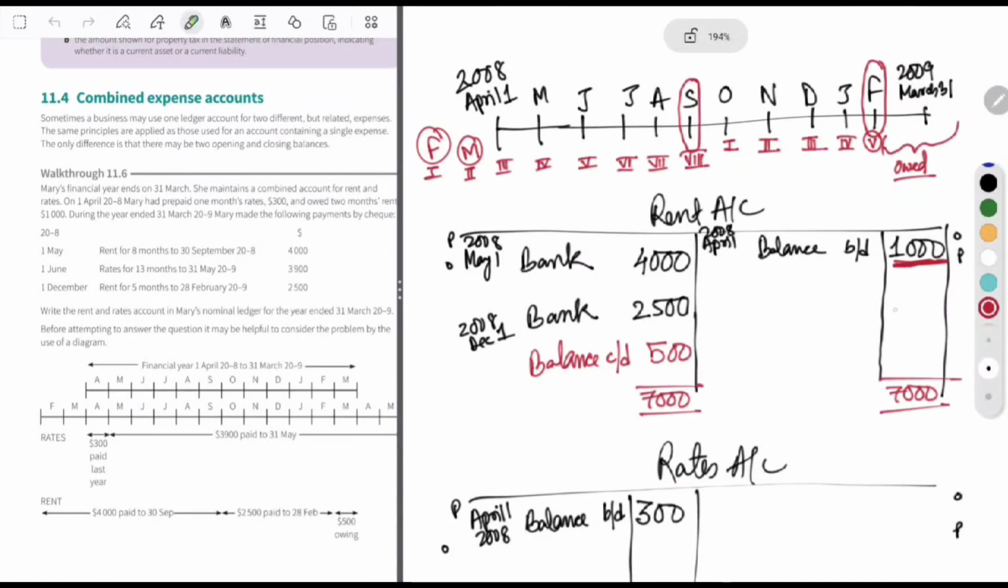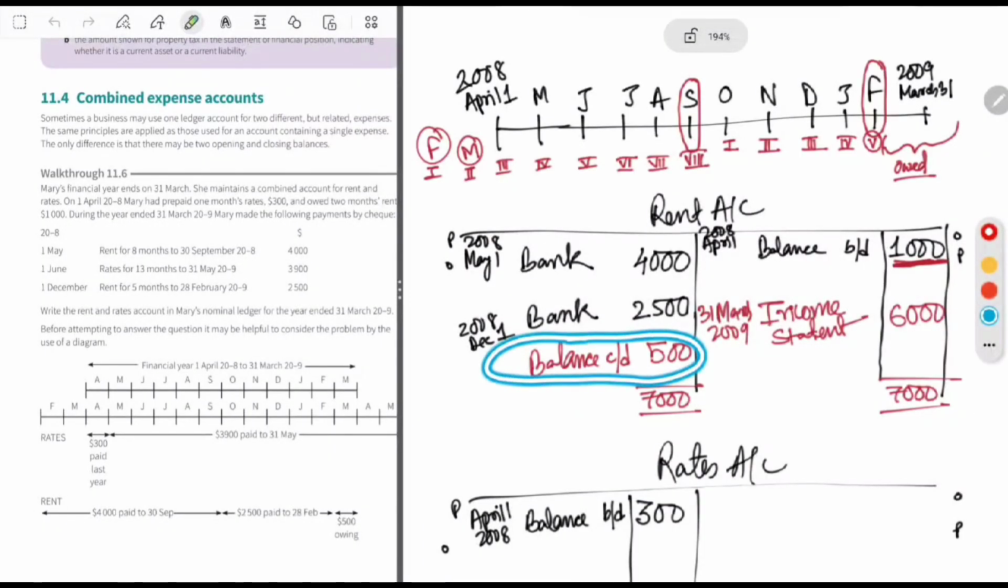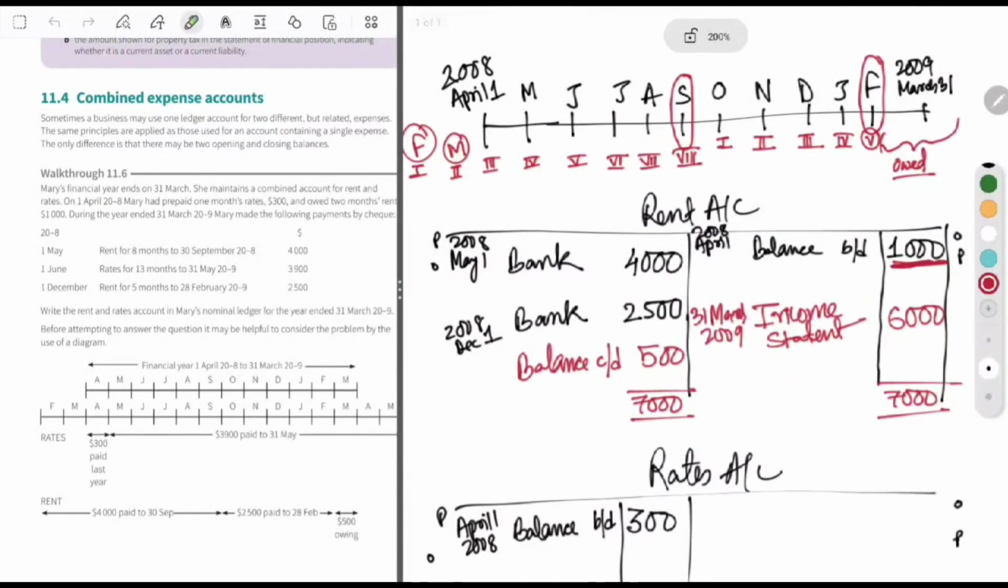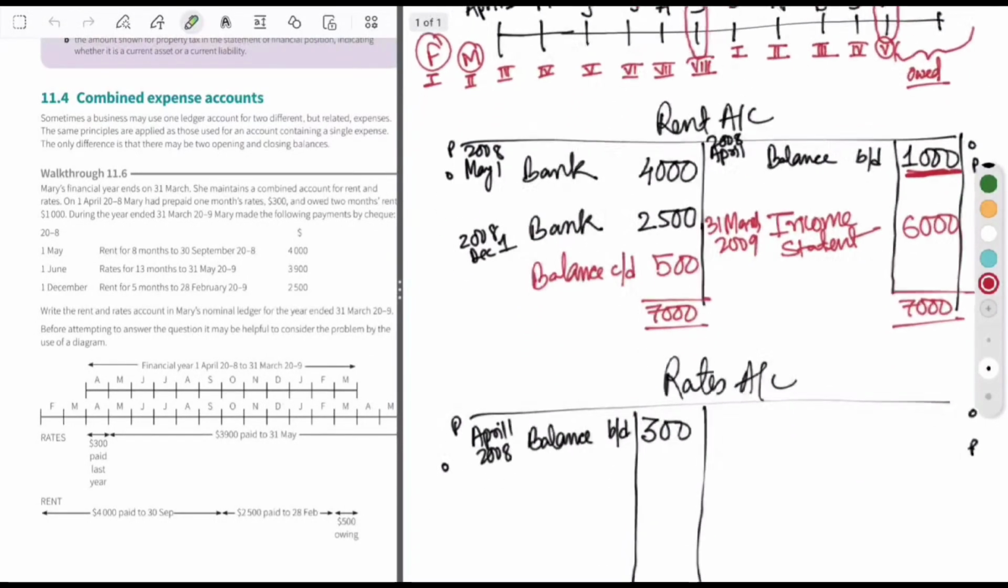Here the amount of rates that is going to be transferred is $6,000. Go to the income statement. Rent. Okay, income statement. This will be on 31st of March 2009. Okay, so here we have got one balance. The balance is credit balance. Okay, all right. So this is not a matter of concern. This is simple rent account that we know how to prepare. We are going to talk about combined expense account. No worries. Again, next you see rates.